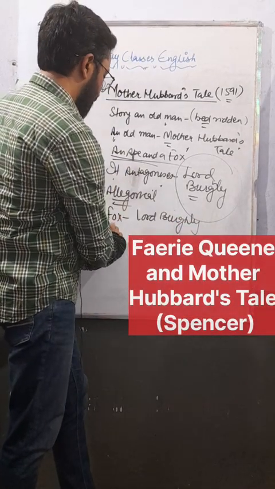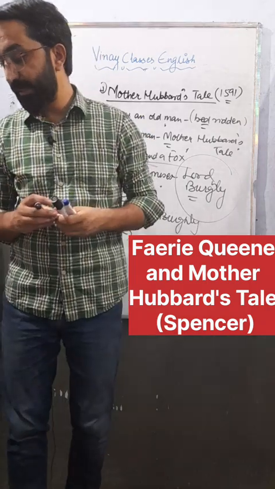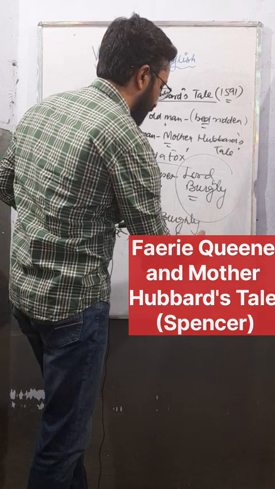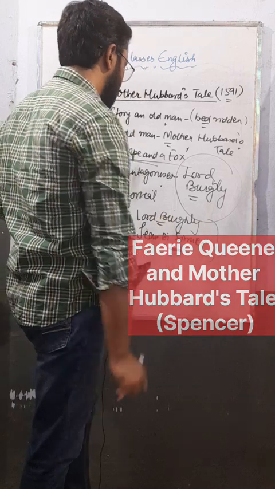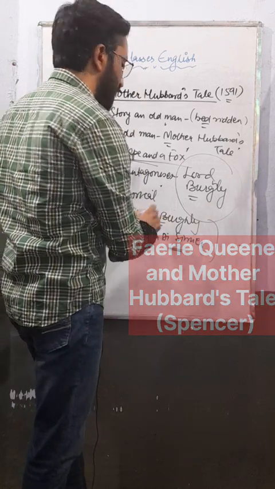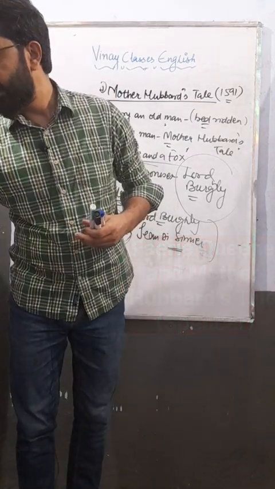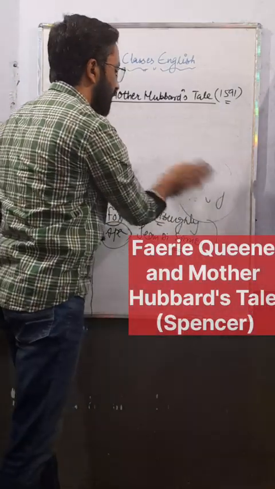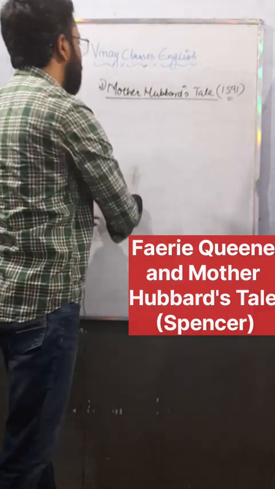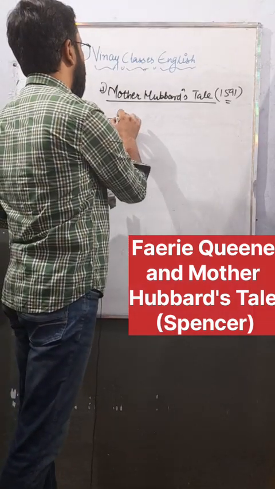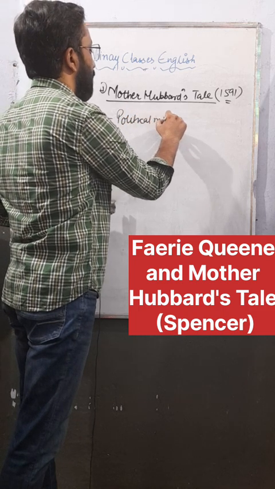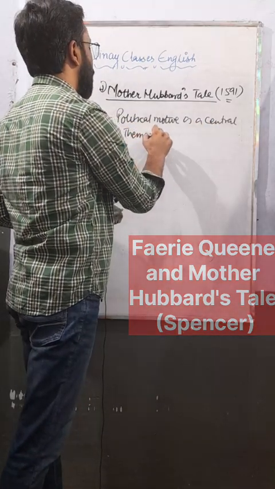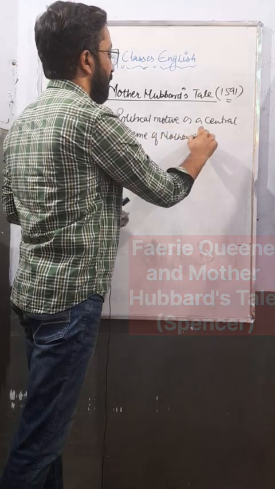And the ape represents a character, Jean de Simier. Alright, Jean de Simier and Lord Burghley were represented, each one by the fox and the ape. So this is all about Mother Hubbard's Tale. Moreover, the central theme of Mother Hubbard's Tale is politics. I mean, political motive is the central theme of Mother Hubbard's Tale. Okay?